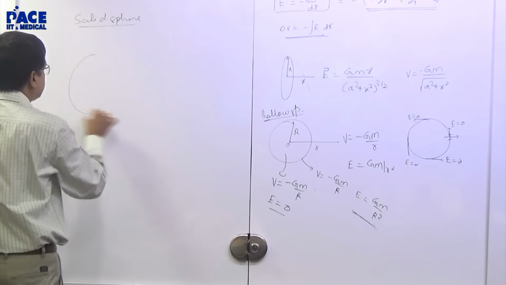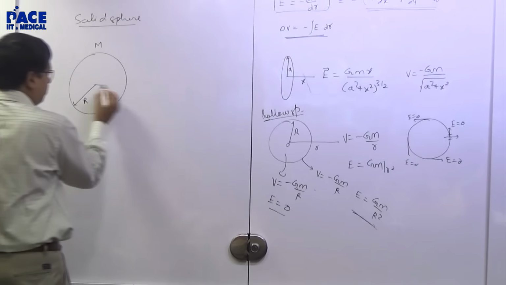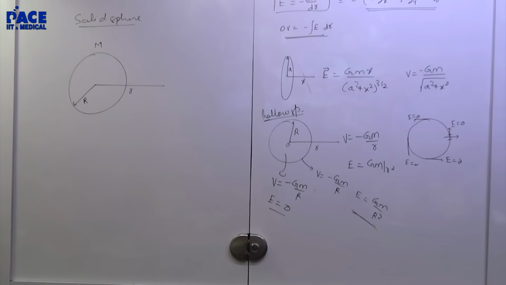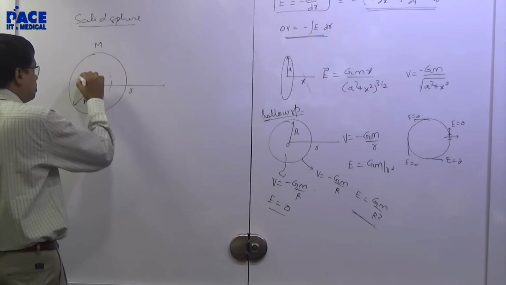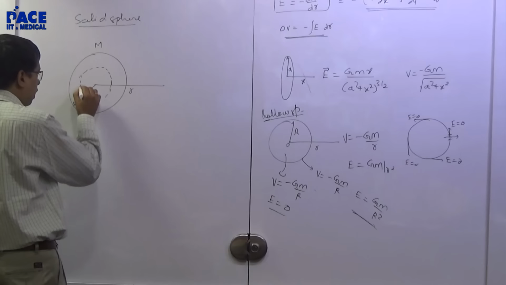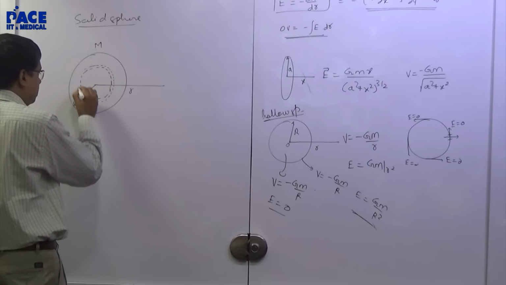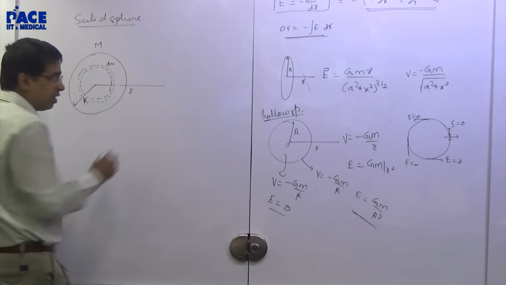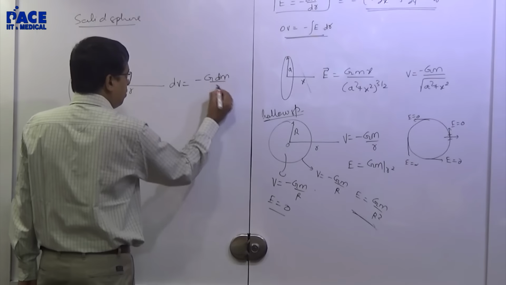Now, when you are dealing with a solid sphere of mass capital M, at an external point, small r greater than capital R, I want the potential and field. Consider a thin spherical shell this way. The mass of the spherical shell is dm. What will be the potential here due to the spherical shell? Minus G dm by small r.